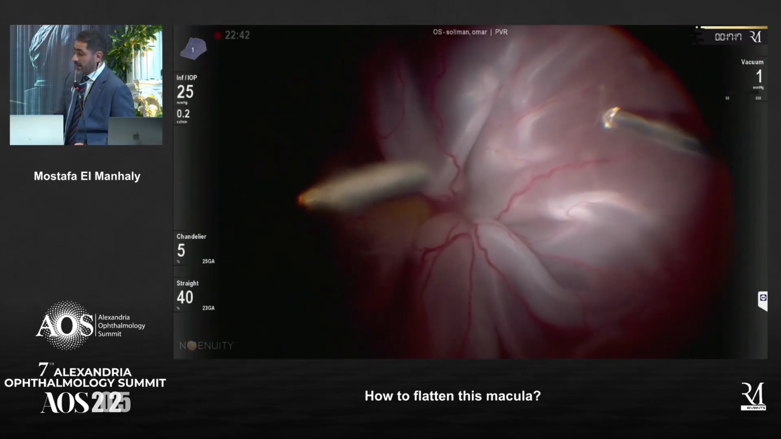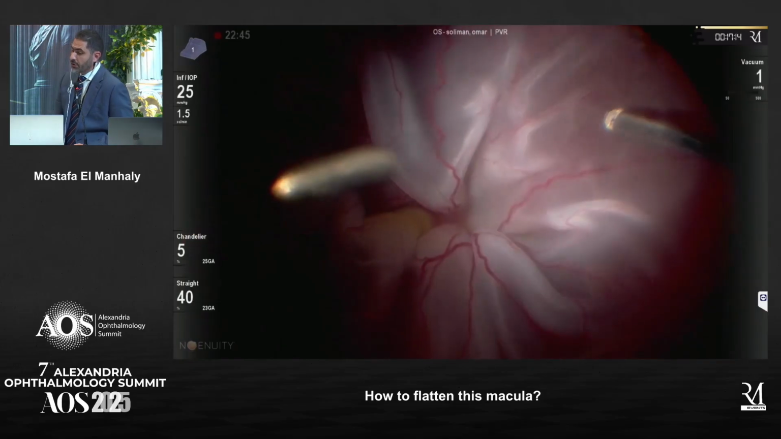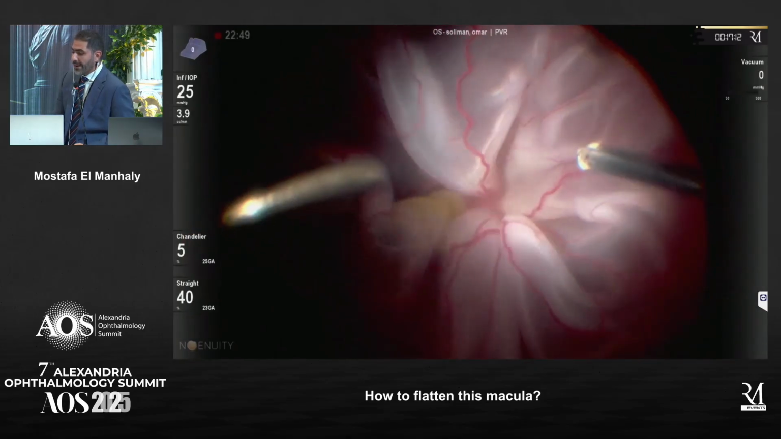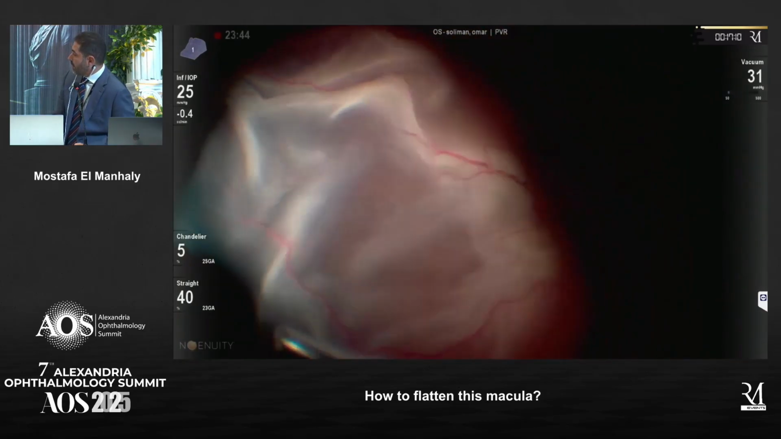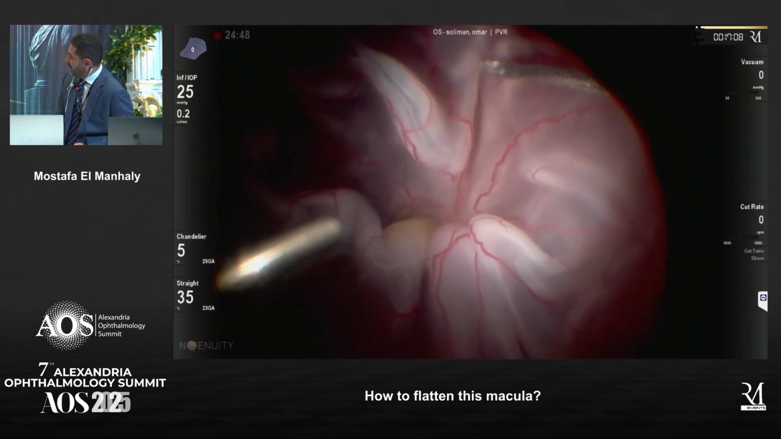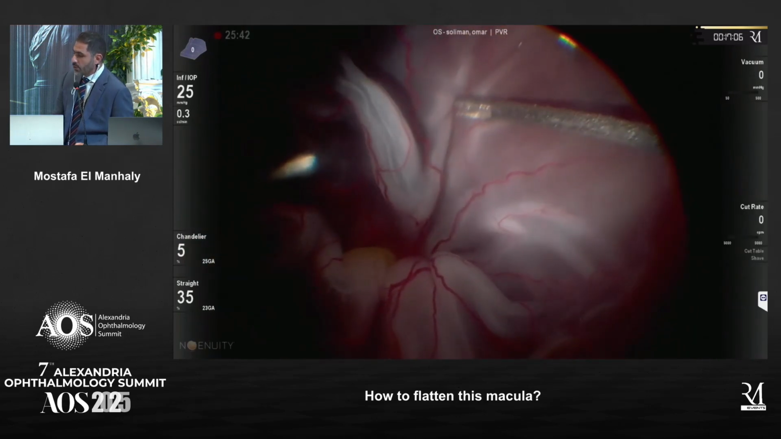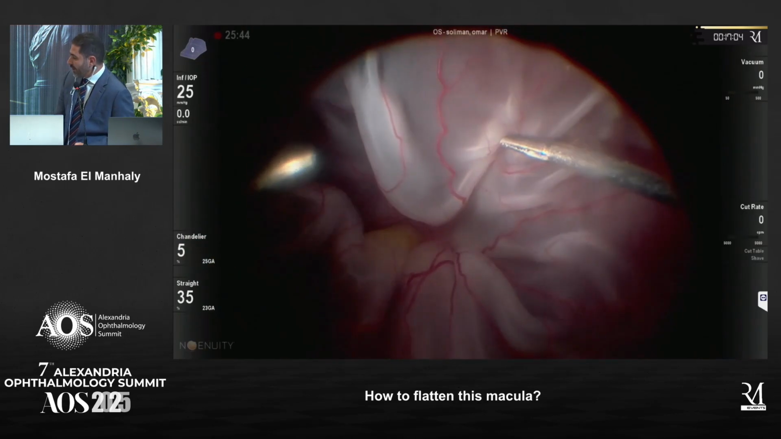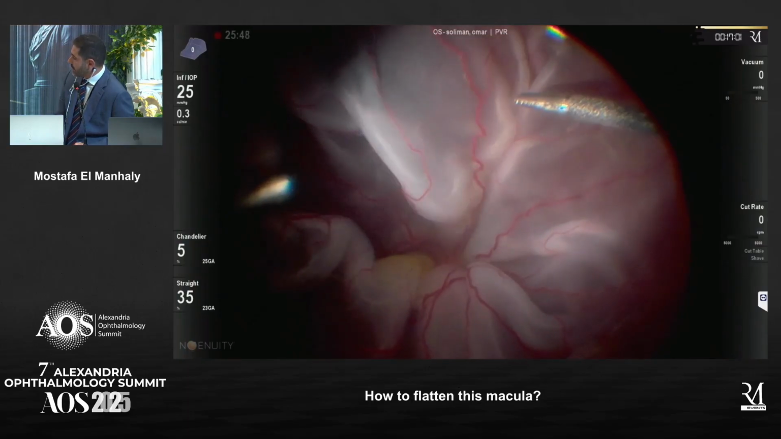This is the second case. This is your second case, Dr. Hassan. And my question here: when are you going to flatten this central part with the PFCL bubble? After ensuring that you did the posterior vitreous detachment, or after removing the peripheral PVR elements?